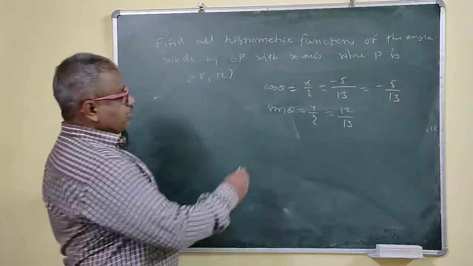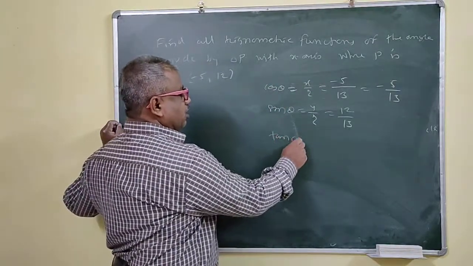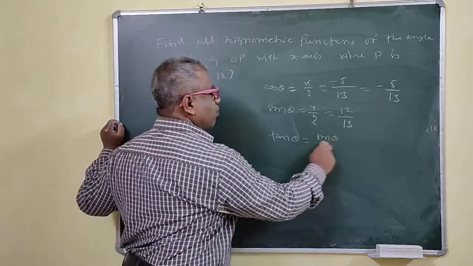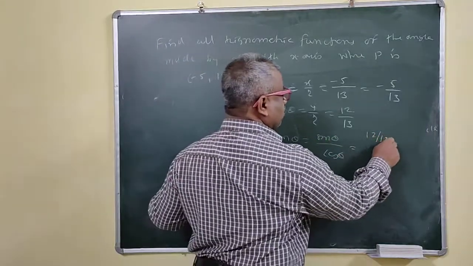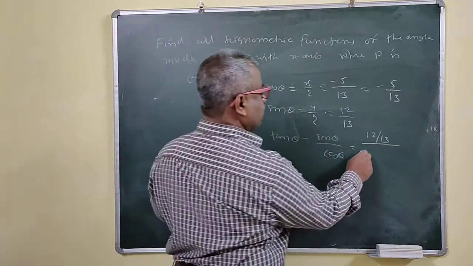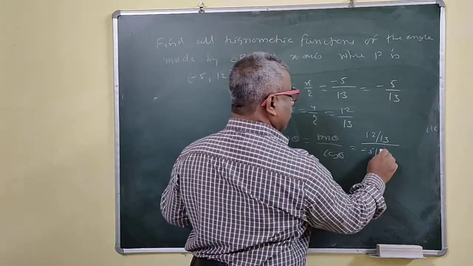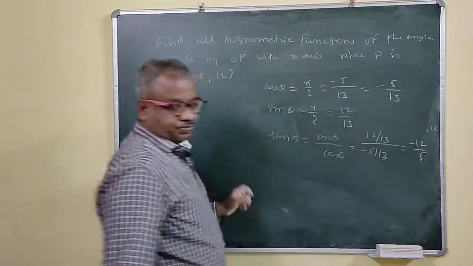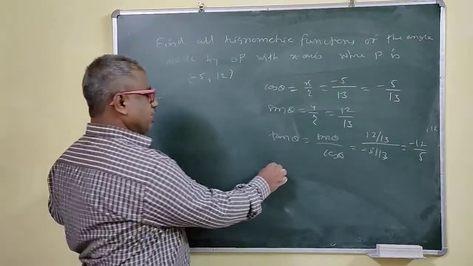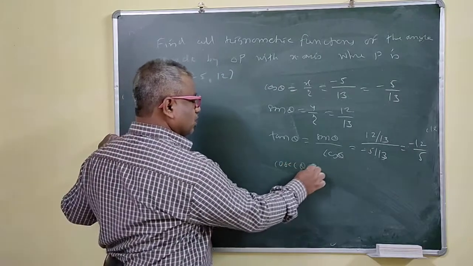So then what? Write this. Tan theta is what? Sin theta upon cos theta. So sin theta is 12 by 13. Cos theta is what? Minus 5 by 13. So this is minus 12 by 5. Right? Then cosec theta.